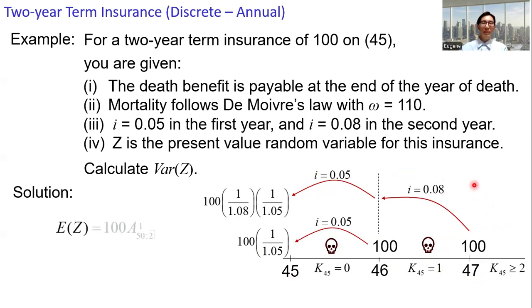To get the expected value of Z or the expected value of Z squared, here I don't use the standard actuarial notation because for the standard actuarial notation, we assume that the interest rate is constant. But now we have a varying interest rate, 0.05 in the first year and 0.08 in the second year. Therefore, I simply use the expected value of Z and the expected value of Z squared in the solution.